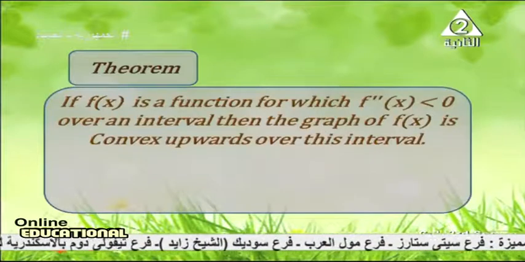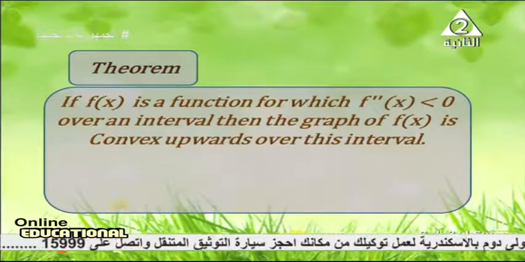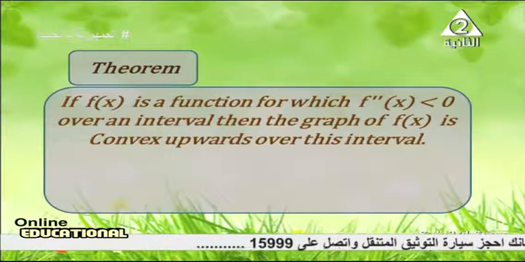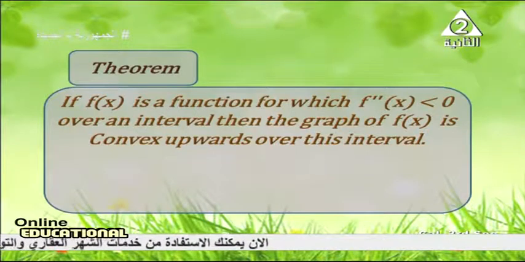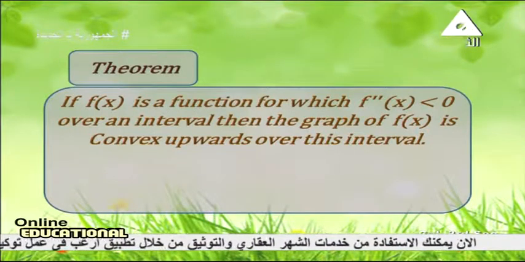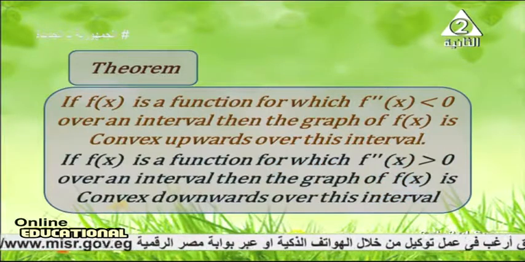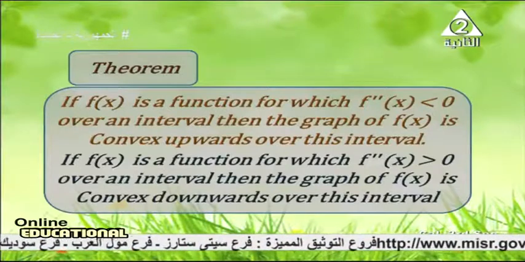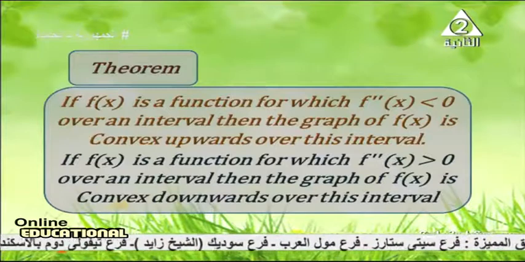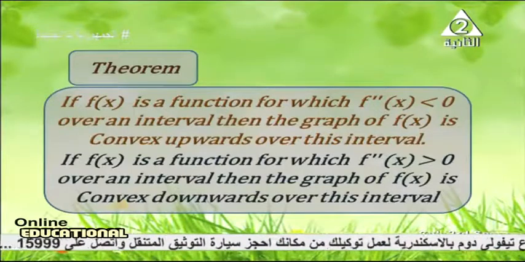Theorem: if the function f of x is a function for which f double dash x is smaller than or equal to 0 over an interval, then the graph of the function f of x is convex upwards over this interval. And if f of x is a function for which f double dash x is bigger than 0 over an interval, then the graph of the function f of x is convex downward over this interval.